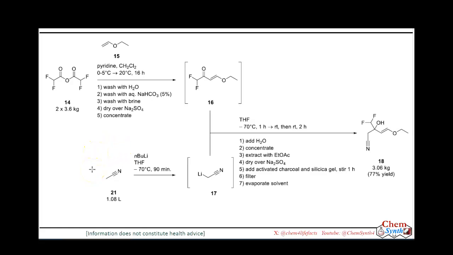At the same time, another reaction was started, like deprotonation of acetonitrile using butyl lithium in THF solvent to generate this cyanomethyl lithium intermediate 17. So this THF solution of intermediate 17 was introduced to the solution of compound 16 in THF solvent at low temperature, like negative 70 degrees Celsius, and intermediate 18 was obtained from this reaction.